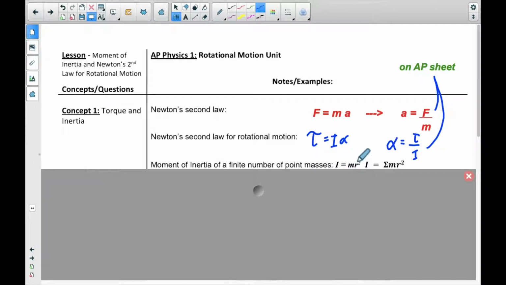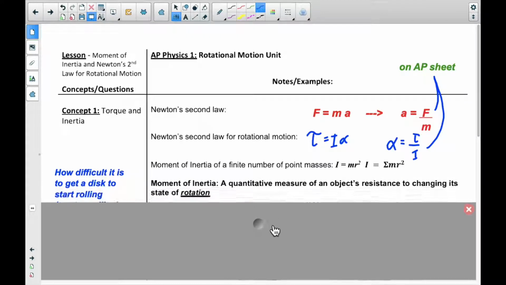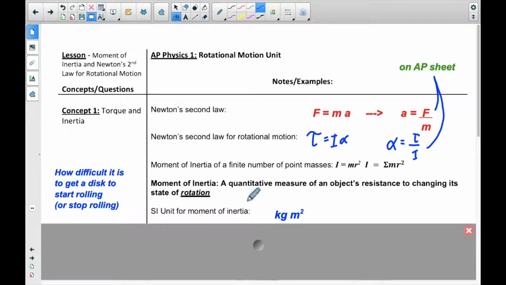We also have an equation for the moment of inertia, which is sort of a numeric measure of an object's inertia. And the moment of inertia is the mass times the radius squared. And sometimes we do it as a sum. So inertia is the sum of the masses times the radius squared. And so when we talk about a moment of inertia, it's a quantitative measure of an object's resistance to changing its state of rotation.